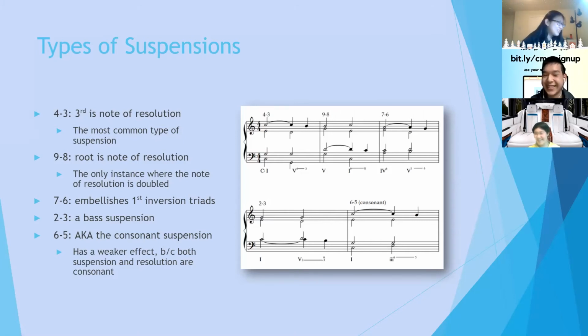All right, we're gonna move on to types of suspensions. So the most common type of suspension is a 4-3 suspension. And the third is the note of resolution, and it sounds like this.